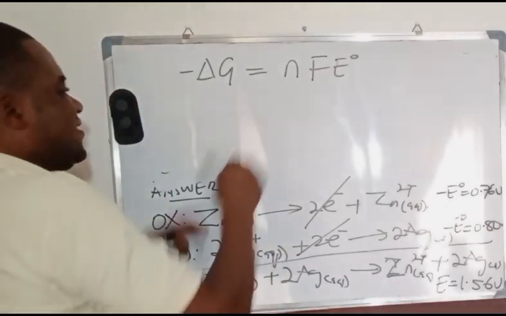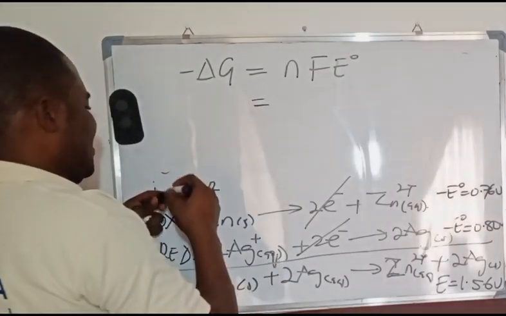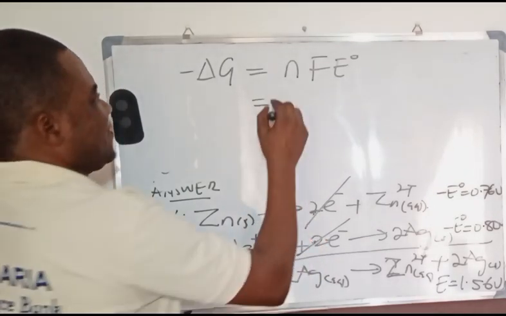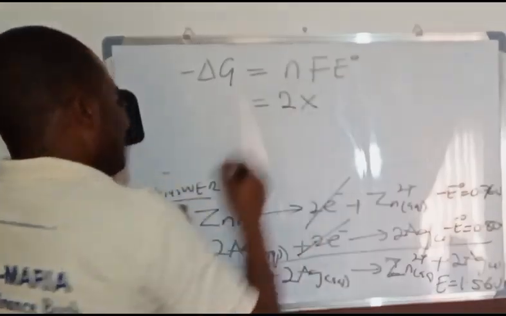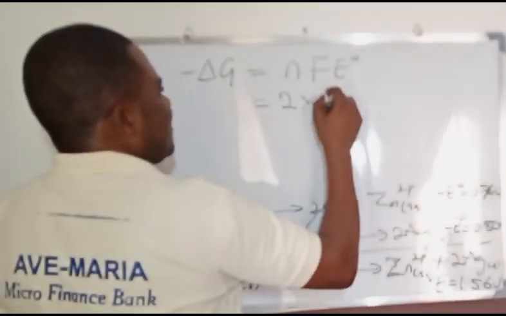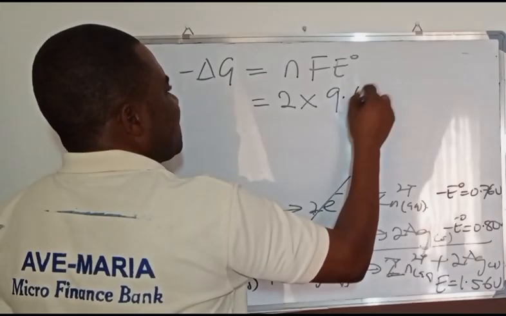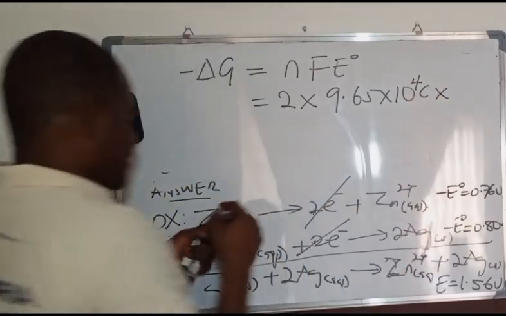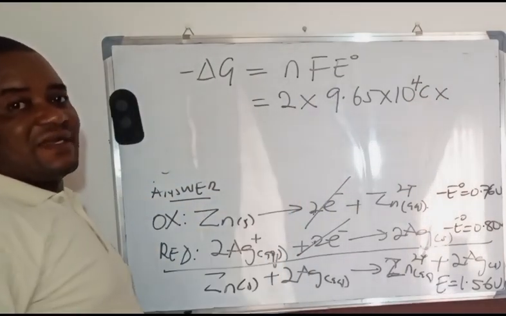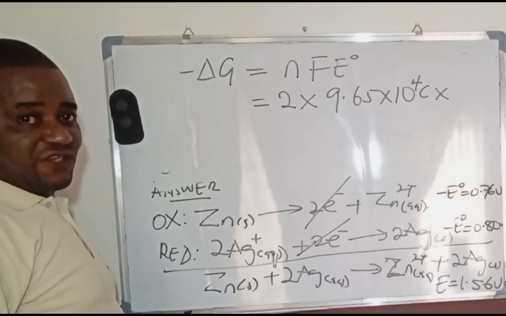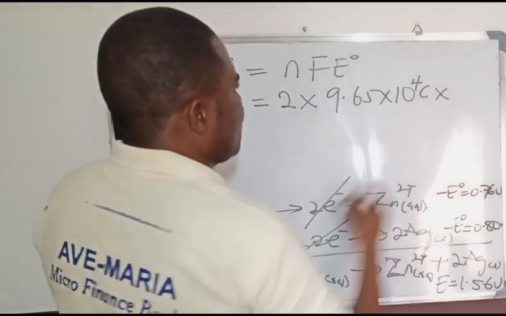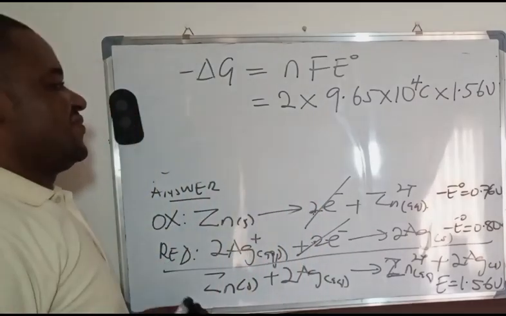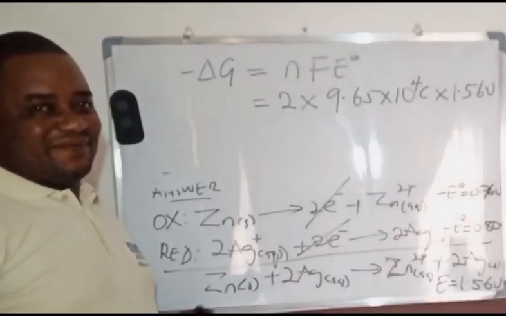So, with this, we can simply substitute. The number of electrons here is 2. Look at them. So, it's 2 electrons. The Faraday constant is 9.65 times 10 raised to the power 4 coulombs times our what? Our overall standard electrode potential. And this is 1.56 volts. So this is 1.56 volts. It's as simple as that.